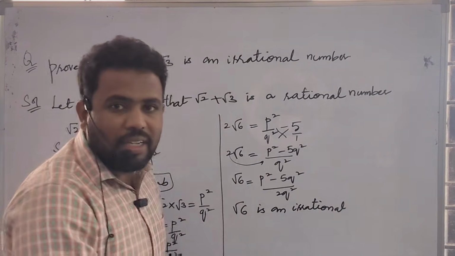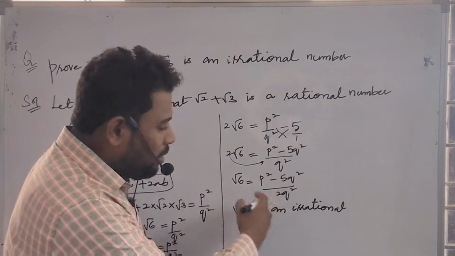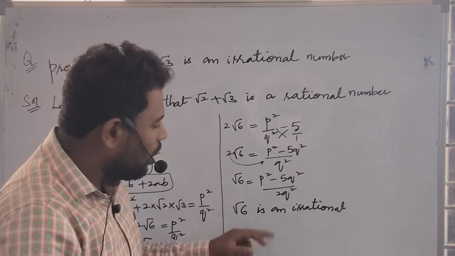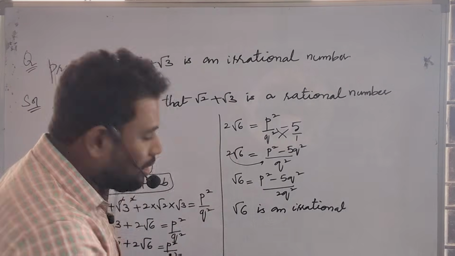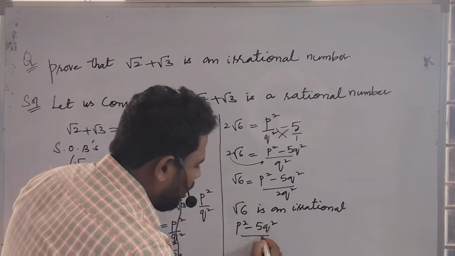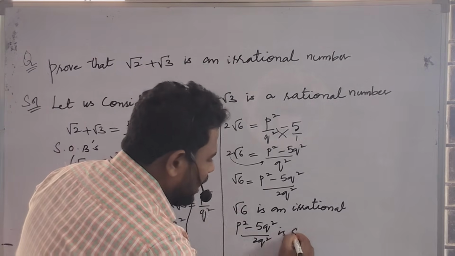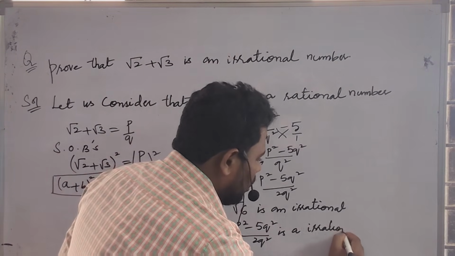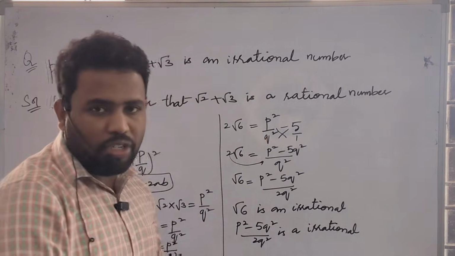So root 6 is what? It is irrational. Then what about the right hand side numbers? p square minus 5q square by 2q square is a rational number.